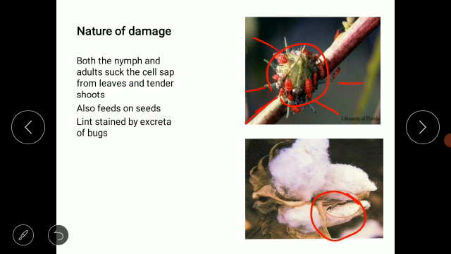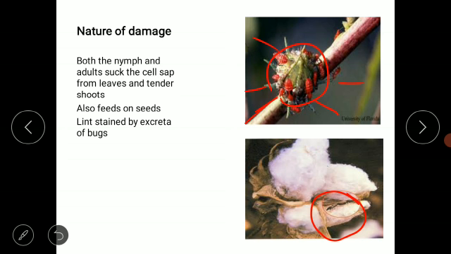Again, these nymphal instars are of various stages. Few of the nymphs are smaller, meaning they are either first or second nymphal instar, while few of them are fourth or fifth nymphal instar. So here not only the adult but the nymphs also attack the host plant, and they suck the cell sap from the leaves as well as from the tender shoot.